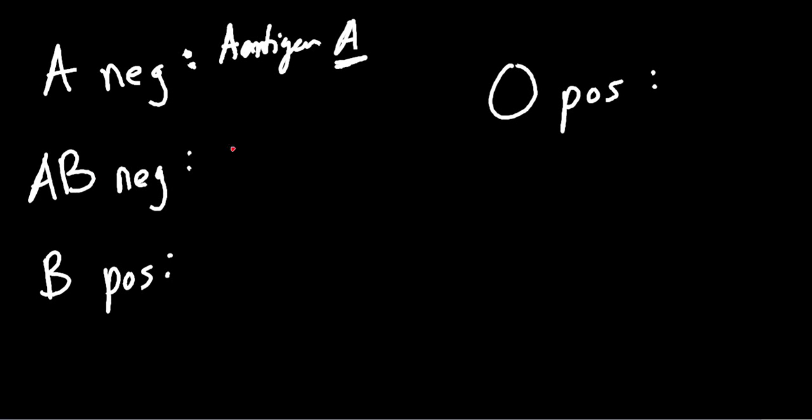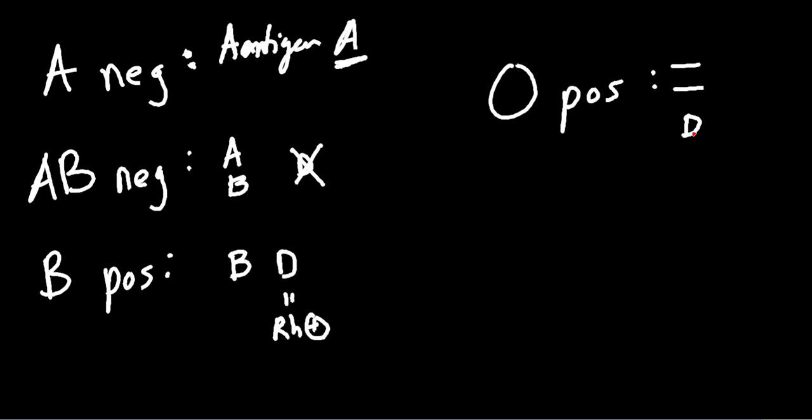AB negative would mean you would have antigen A and antigen B, but again, you don't have antigen D. B positive means you'll have antigen B present, and you're going to have antigen D present. This antigen D, the D antigen, is going to indicate that it's Rh positive. And then lastly, we'll go to O positive. With O positive, we're not going to have A, we're not going to have B, but we will have a D marker. We're going to have that D antigen present. So these are some of the examples.